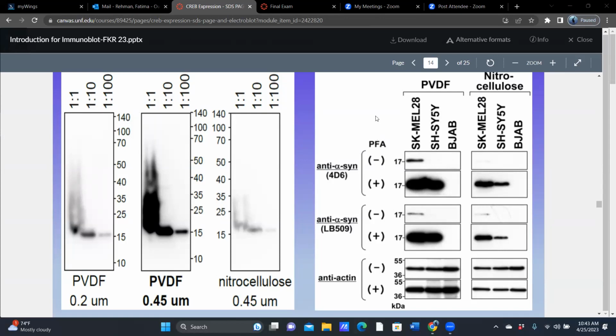And in your extraction process, would you use PFA or no PFA? So plus means that they used the PFA and minus means they did not use the PFA. So in the lysis buffer, did they need the PFA or did they not need the PFA to get good signal, to get good extraction? Yes. So for the antibodies they were using, those proteins did not extract well without PFA. So they want PFA and they want nitrocellulose. Perfect.